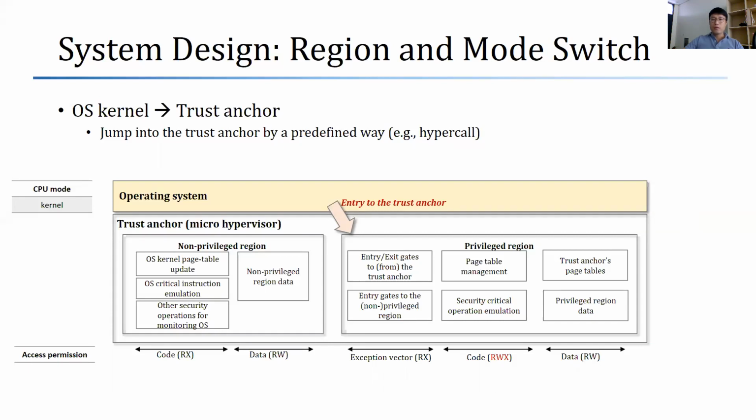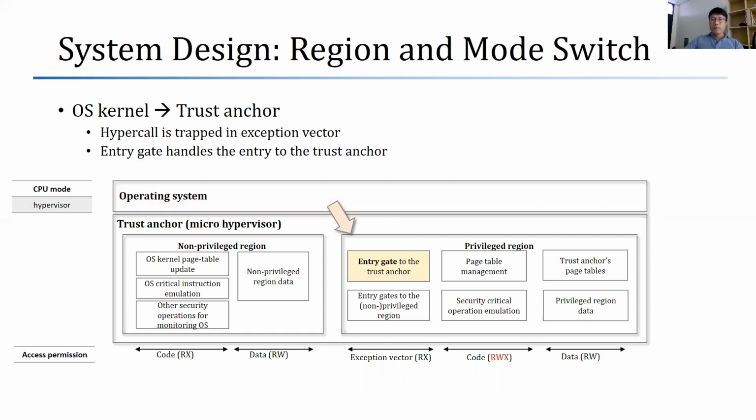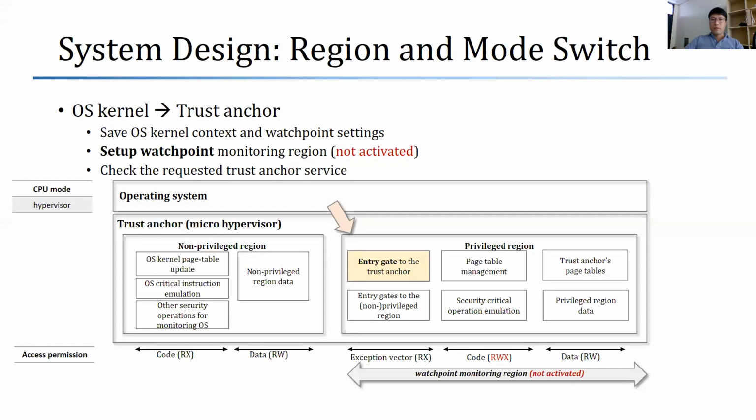First, we assume that the OS is running in the kernel mode. Then the switch from the kernel to the hypervisor is conducted by a predefined way, which is invoking a hypercall. The hypercall generates an exception, and it is trapped by the entry gate to the hypervisor that is part of the exception vector. The entry gate first saves the OS kernel's context and watchpoint configuration. Then it configures the watchpoint to monitor the entire privileged region. At this point, the watchpoint is not activated. Also, the gate checks the request from the OS to dispatch a proper trust anchor service.